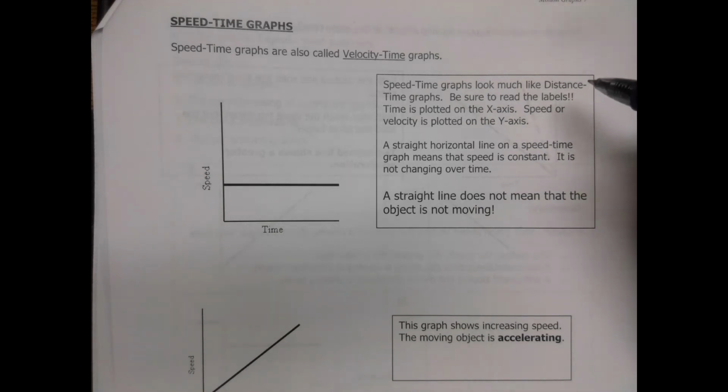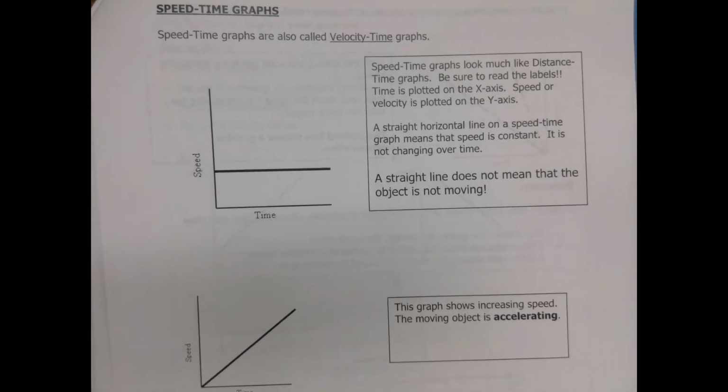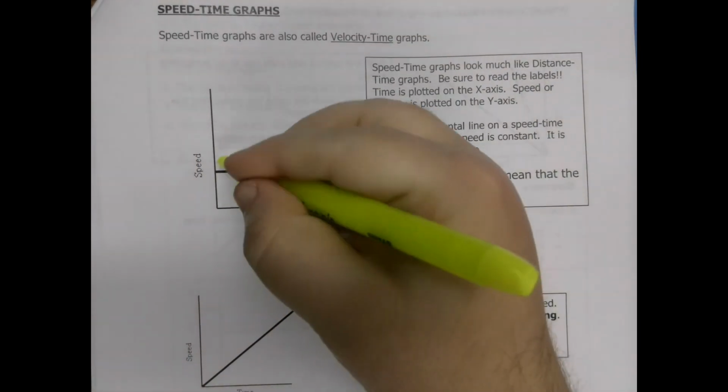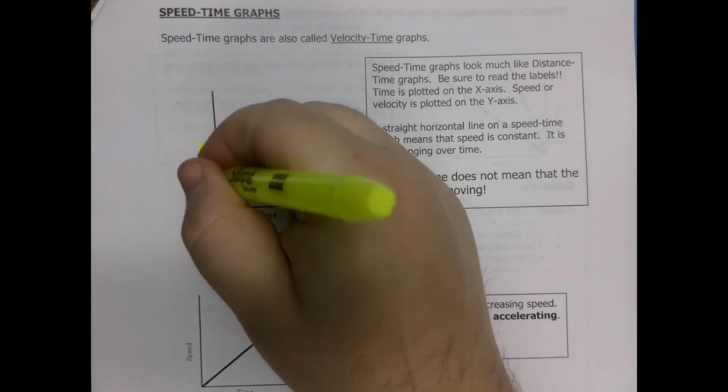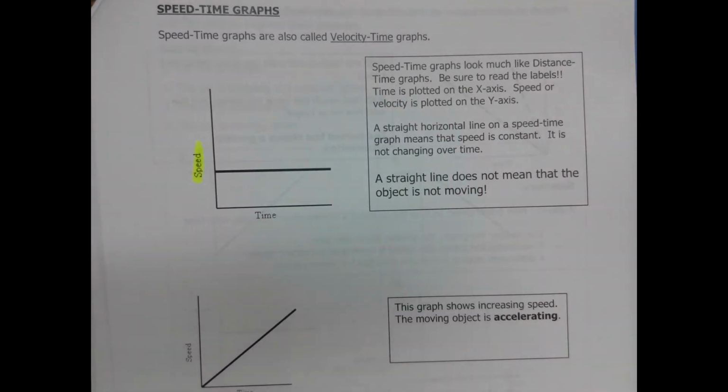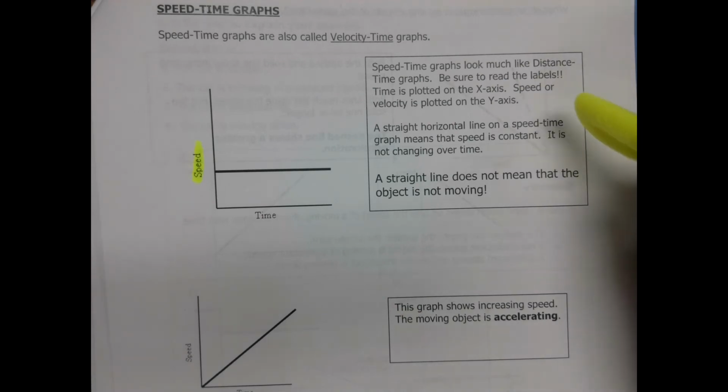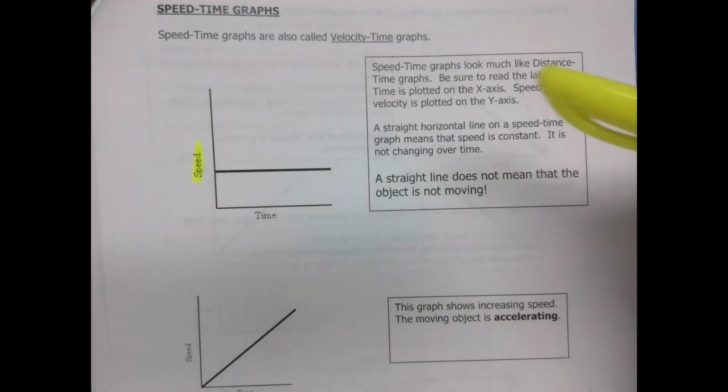Speed time graphs are also known as velocity time graphs. Speed time graph looks much like distance time graphs. Make sure that you pay attention to what the label on the graph is. So they'll be labeled. A straight line, speed or velocity is going to be on the y-axis.